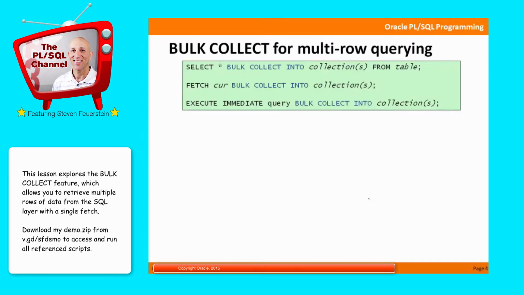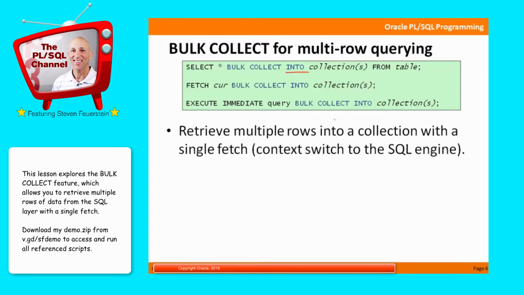So, the bulk collect feature, actually a clause added to the into, to qualify the into, is for multi-row querying. So the idea is if you have a piece of code that's retrieving multiple rows of data, and you're currently doing it a single row at a time, then the bulk collect feature allows you to retrieve multiple rows with a single fetch, a single context switch to the SQL engine.